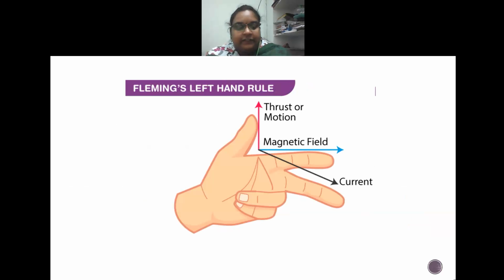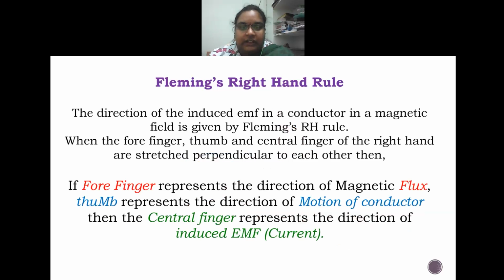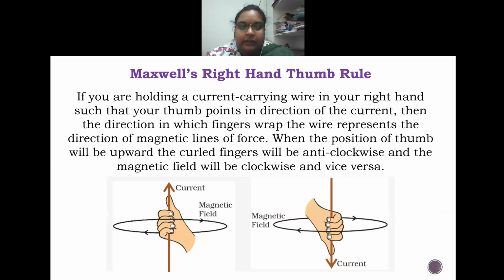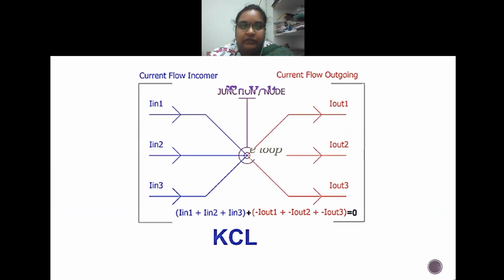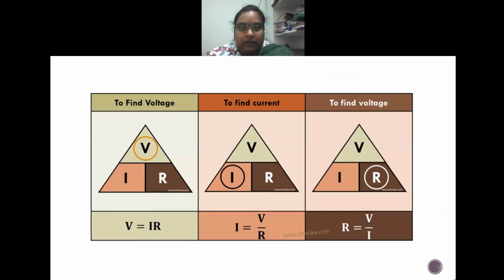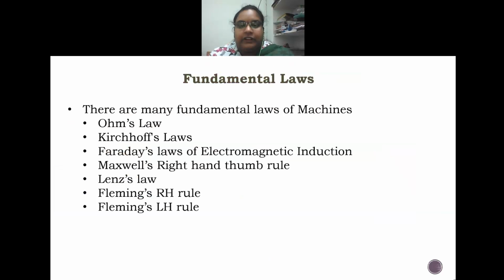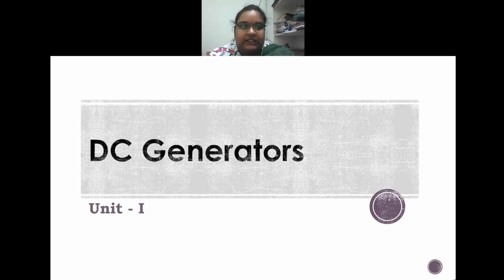Okay, so these are the fundamental laws which are required for understanding the basics of the machine, how the machine will be, how the direction of different parts will be, and how to understand the machines. These are the basic fundamental rules. So let us just summarize what we have seen in today's class.